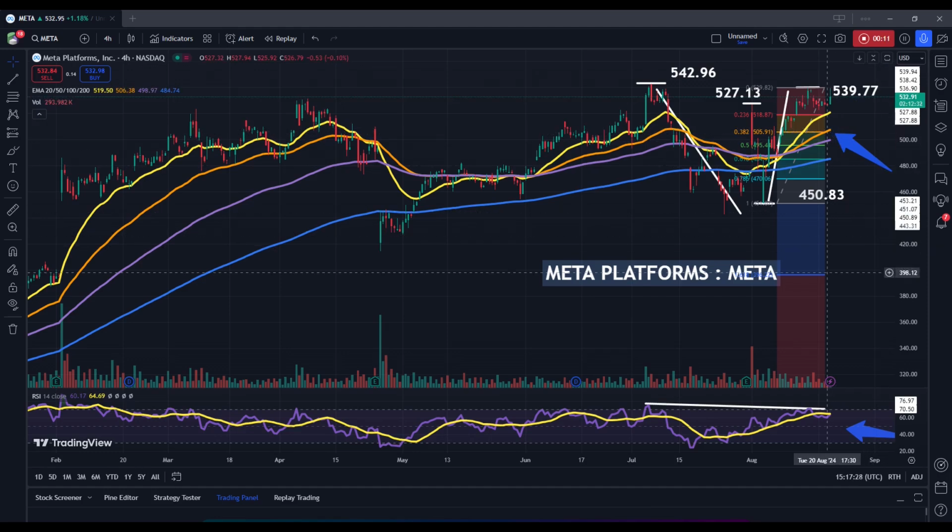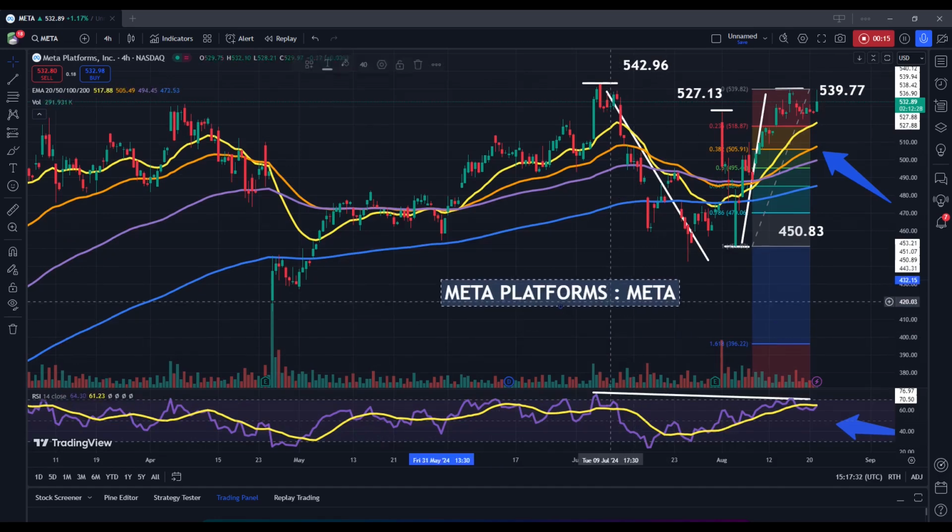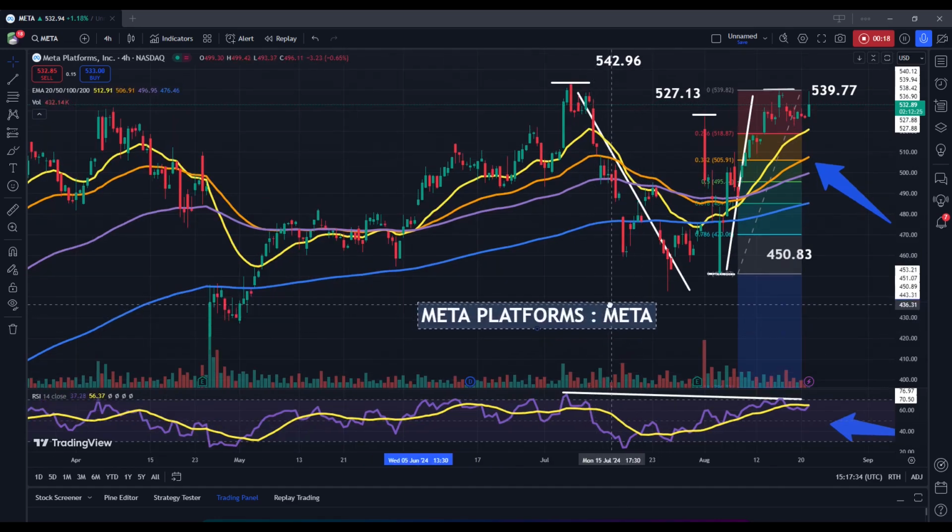We have the 4-hour price chart for Meta Platforms Incorporated, stock ticker META. As we can see here, the stock is still attempting to make another run higher on a shorter term basis. What we're looking at here is the 4-hour price chart, so we're in a bit of an intermediate term time frame that we're watching.